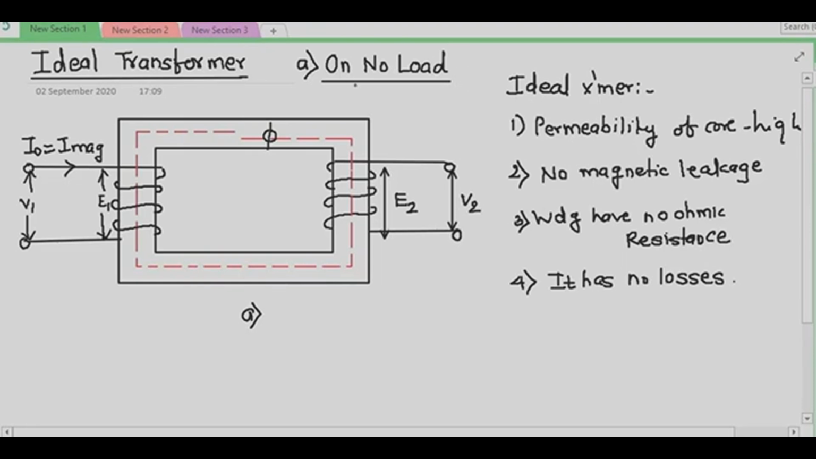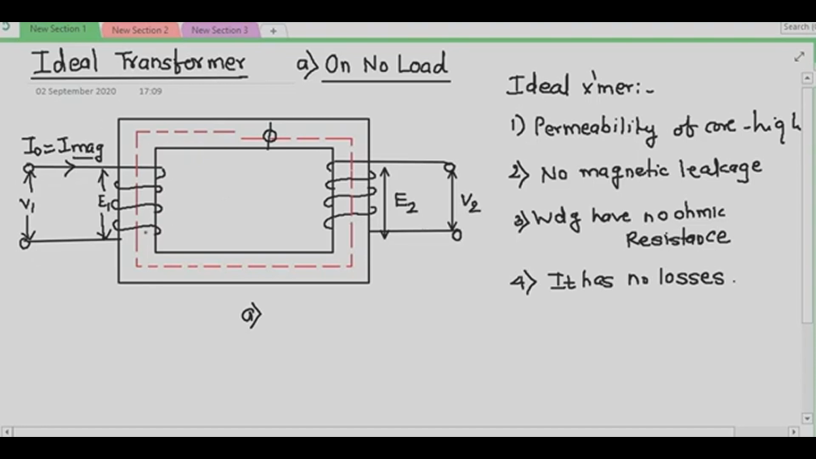So let us consider part A, that is the ideal transformer on no load. I have drawn the schematic of the transformer here. Now let the transformer shown in figure A be an ideal transformer. When the primary winding is connected to the AC voltage V1 with the secondary winding open circuited, it draws a negligibly small amount of magnetizing current, which is denoted by I magnetizing here.